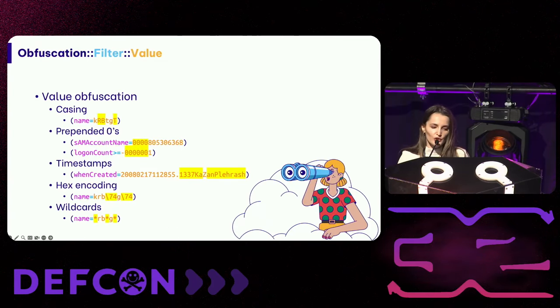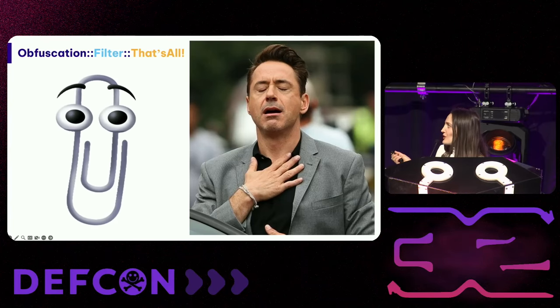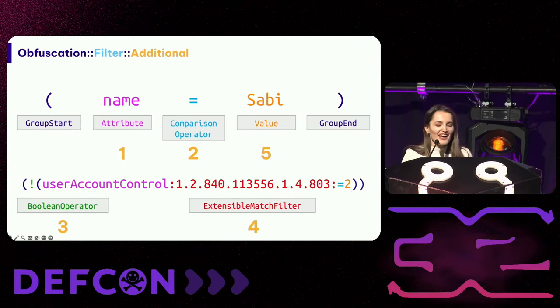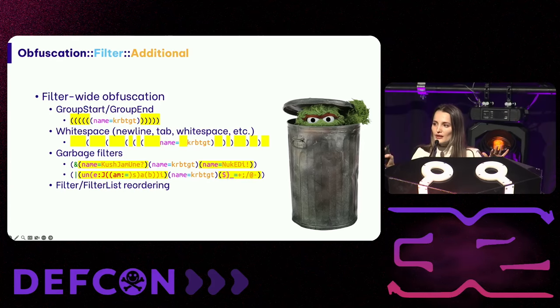As a recap, for value, we can do casing, prepended zeros, time steps, hex encoding, and wildcards. The good news is that's all you can do with obfuscation. Nah, I'm lying, you guys. We got much more. Until now, we were looking at token obfuscation. Let's see outside of it a little. For filter-wide obfuscation, you can add group start and group end as much as you want, as long as you stay until the depth of 99.